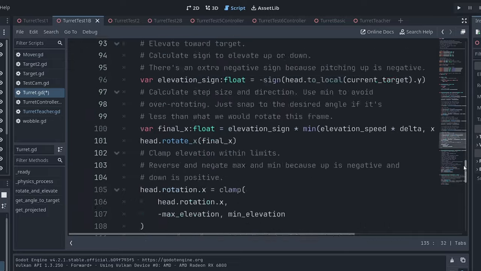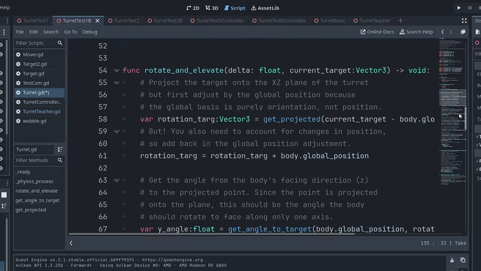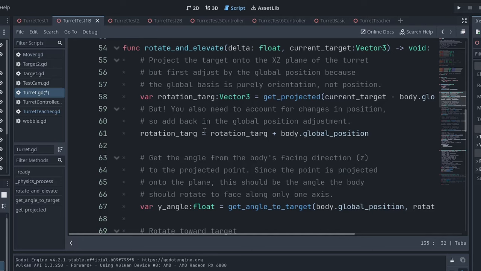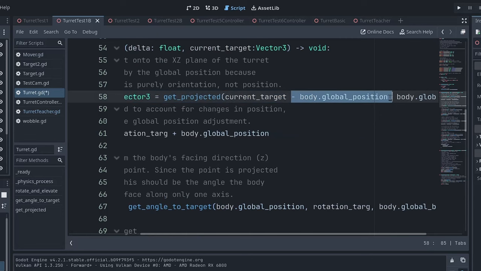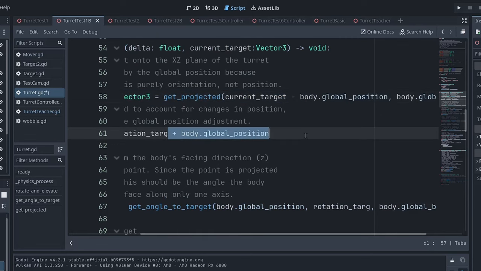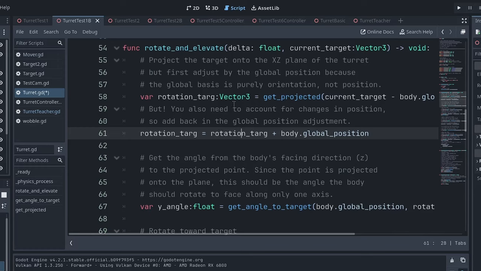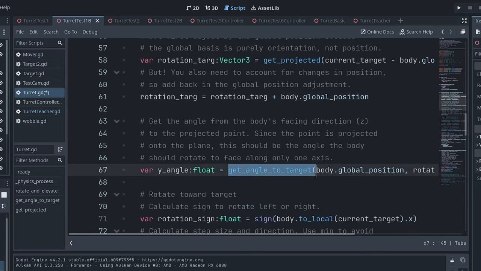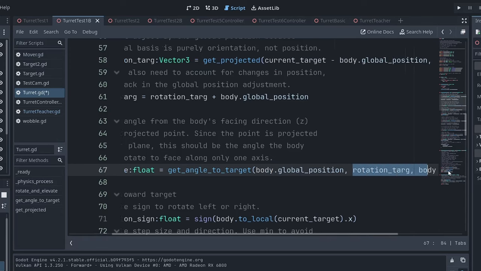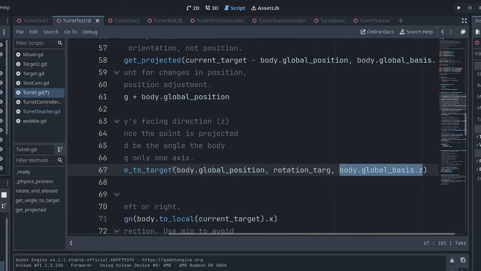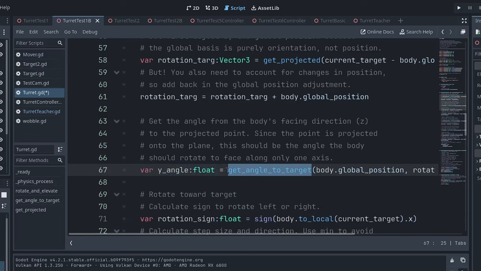So going back up to the rotate and elevate function, we've got that projected point. Now it's projected onto a plane that passes through the origin, so we've got to add back in body.globalPosition to get the actual position in space that we want. Remember, we subtracted that off before we passed in the current target's position as input. And then we're going to get the angle to that projected point from the body's global position with respect to the direction the body is facing, body.globalBasis.z. getAngleToTarget is another function that I wrote, so I'm going to scroll down to that right now.